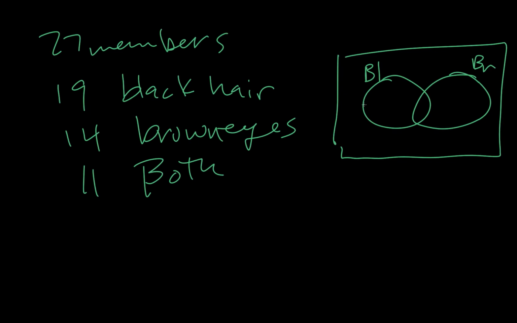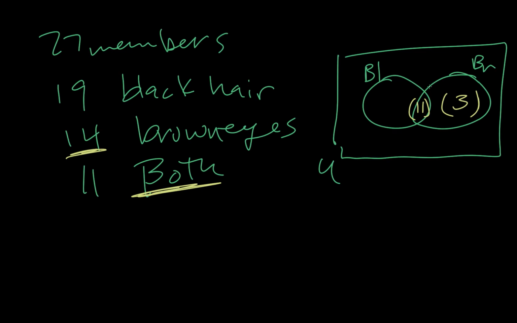So this is like our universal set, number of members. Everything in here needs to add up to 27. Once again, if you watched the previous video, I'm going to start with the information and go backwards. So we have 11 in our intersection, the both. Now, brown eyes has 14, but 11 are already represented, so there's only 3 left over from that. 3 goes right there. Once again, 11 plus 3 equals 14, and that's how I came up with that.